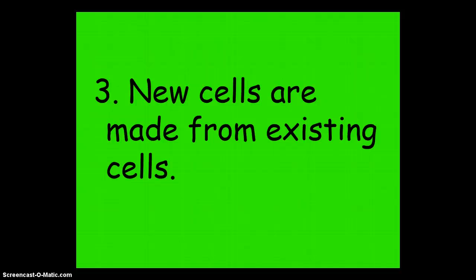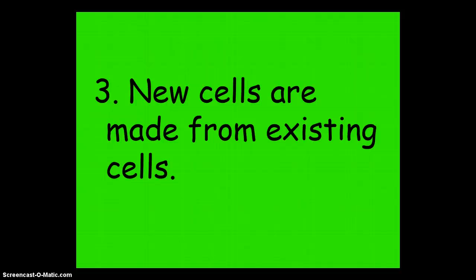The third part of the cell theory is new cells are made from pre-existing cells. What they used to think is there was something called spontaneous generation. A couple hundred years ago, when they would leave meat out and flies would fly around it, and then a few days later maggots would develop on the meat, they were like, oh, maggots are just appearing.